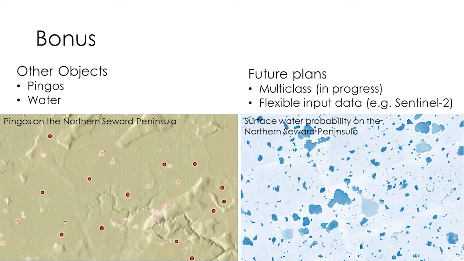Pearl water data set. And for future plans, we are also working on adding multi-class capabilities so that we can lump them all together in one model and have more flexible input data. At the moment, it's more or less hard-coded for the defined 9 input layers and Planet data. But adding, for example, Sentinel-2 data will add even more value to the workflow, as then we can really rely on completely free data, which Planet data are not.